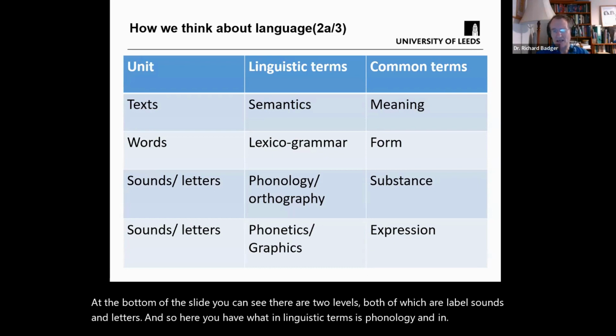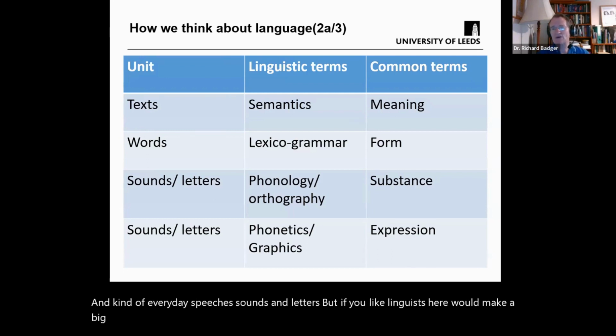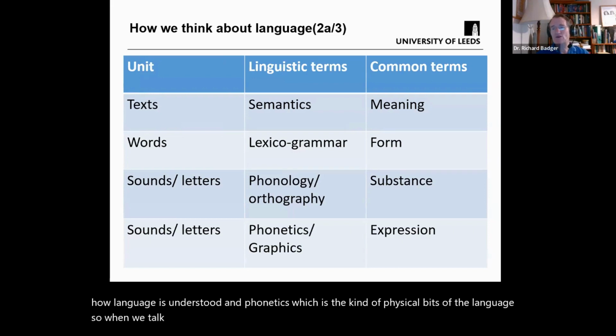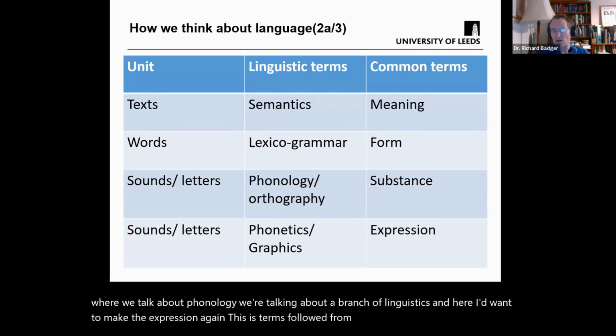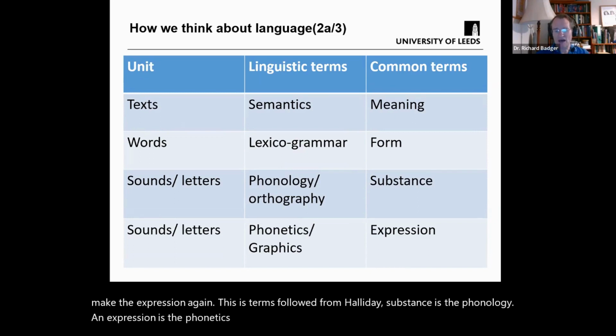and in everyday speech is sounds and letters. But linguists here would make a big distinction between phonology, which is the perceived language, how language is heard, how language is understood, and phonetics, which is the physical bits of the language. When we talk about phonetics, we're really talking about a branch of physics, whereas when we talk about phonology, we're talking about a branch of linguistics. And here, again, terms borrowed from Halliday, substance is the phonology and expression is the phonetics. Those are the four divisions.